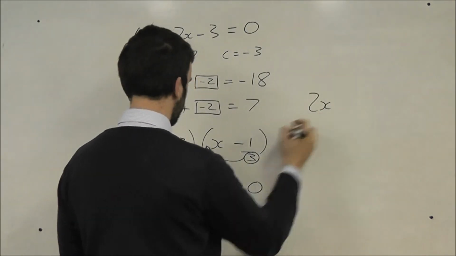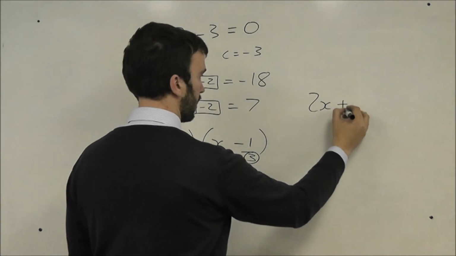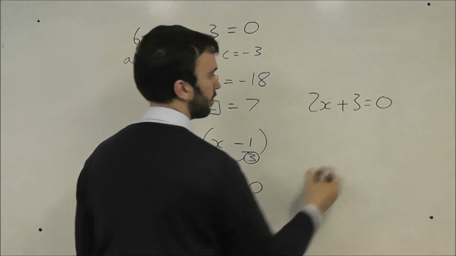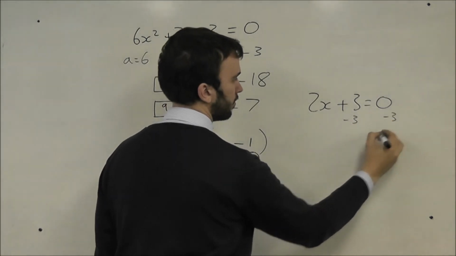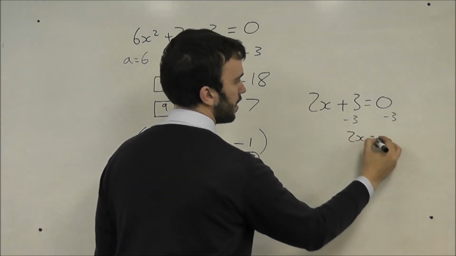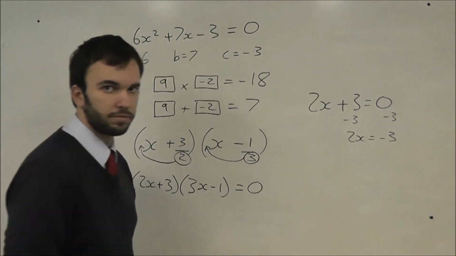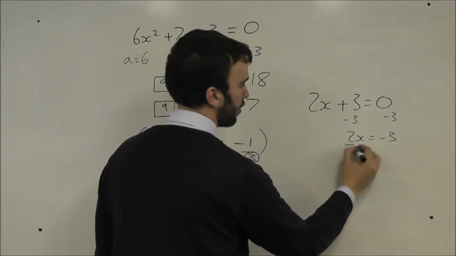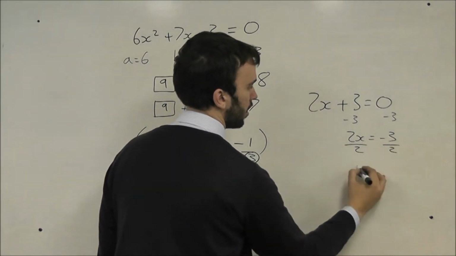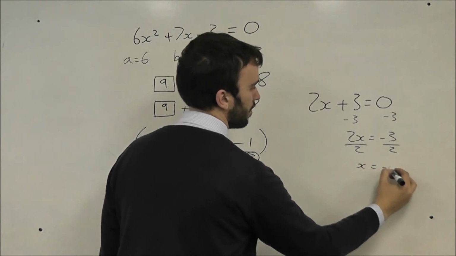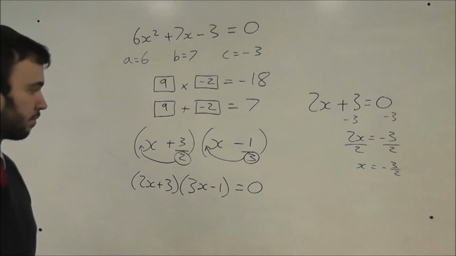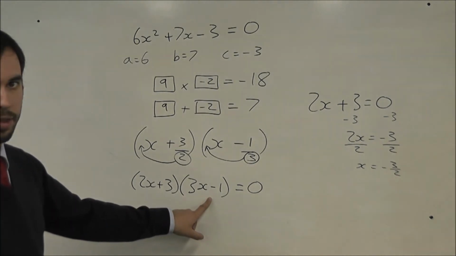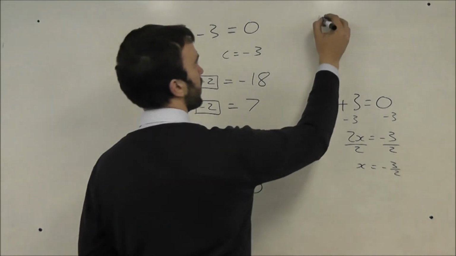So the first one says that 2x plus 3 is equal to 0. So we subtract 3 from both sides, and we'll get 2x is equal to -3. Dividing through by 2, we'll get x is equal to -3 over 2. There's one solution. Over here, we'll get 3x minus 1 equals 0.